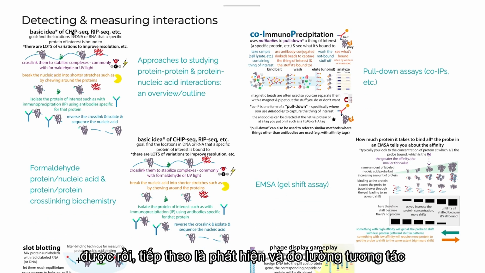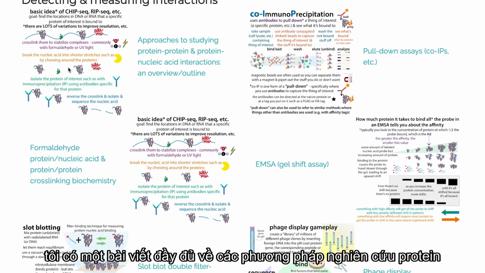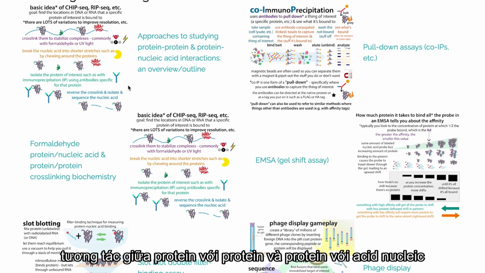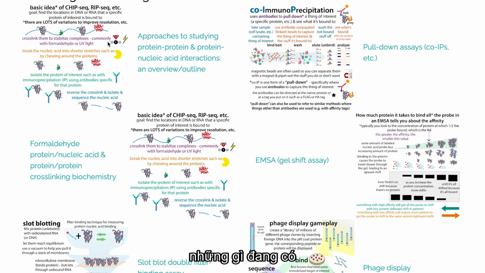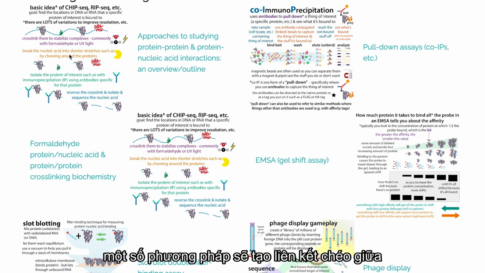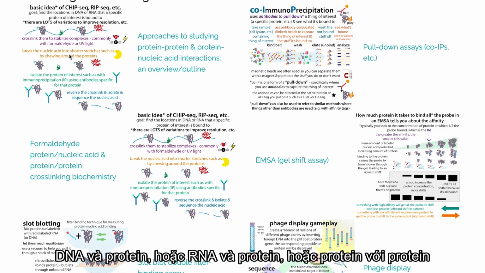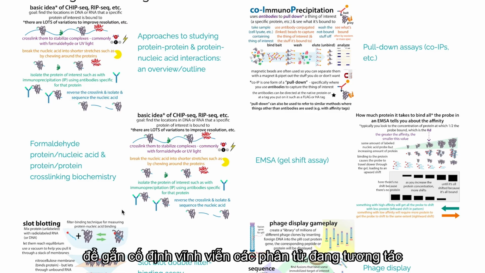Okay, moving on. Detecting and measuring interactions. I have a whole post on methods to study protein-protein and protein-nucleic acid interactions, and how to choose among them. Some of these methods are going to be cross-linking the DNA and the protein, or the RNA and the protein, using formaldehyde or something like this. You're permanently sticking together those interacting molecules.